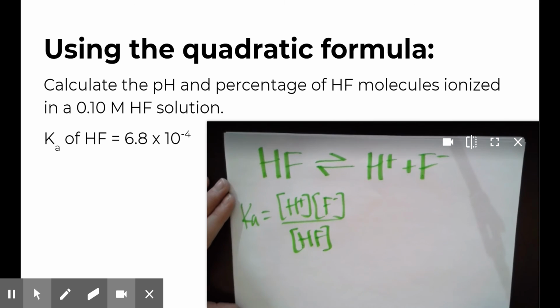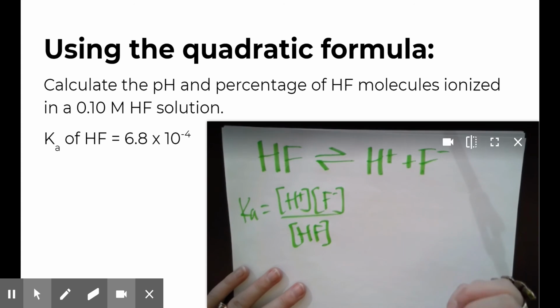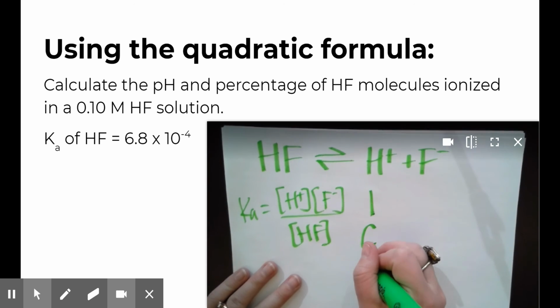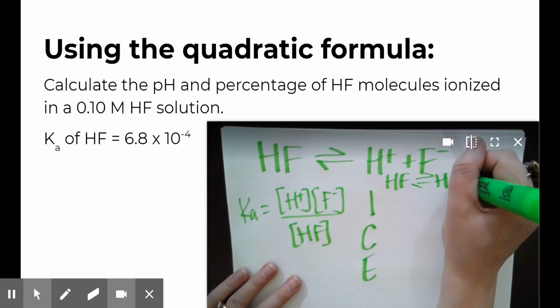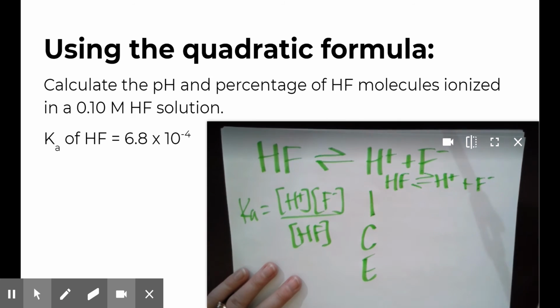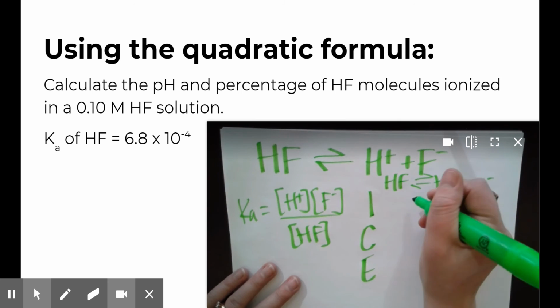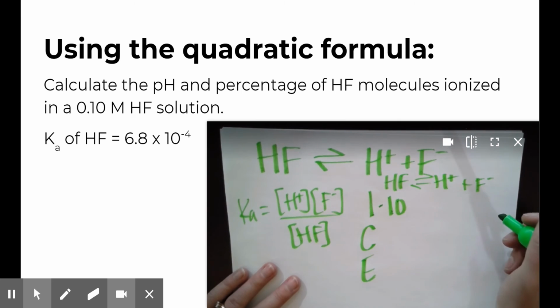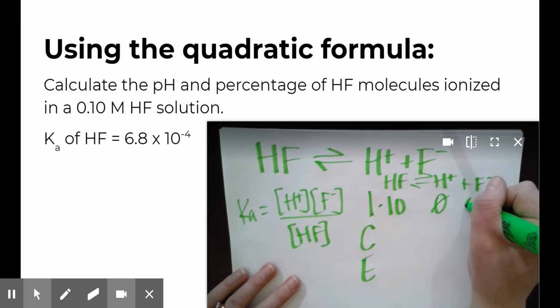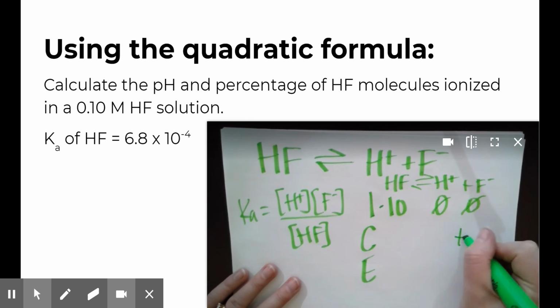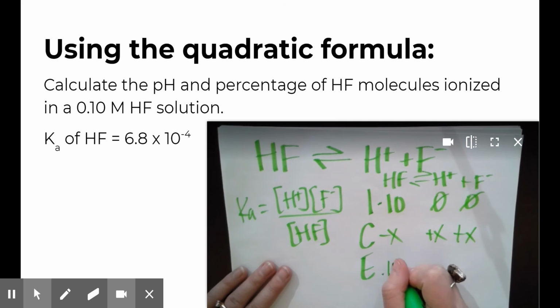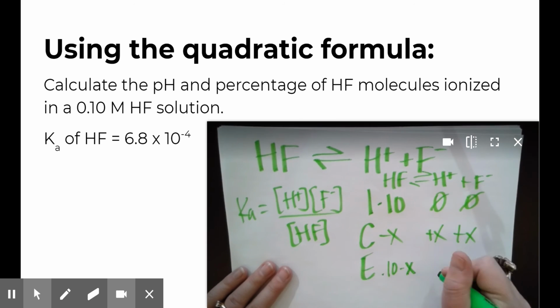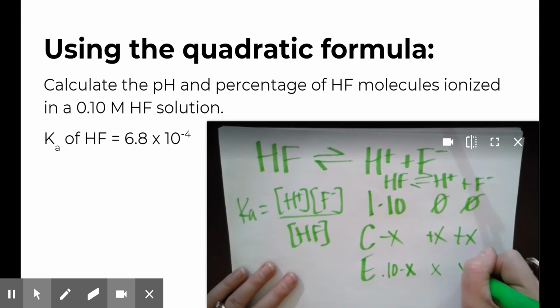That all looks pretty good to me, okay? And so let's just get that ICE table set up. I'll do it in green this time. HF, H plus. So we're talking 0.10 here. We're talking 0 and 0 here, okay? Plus x, minus x. So this is 0.10 minus x. This is x, and this is x.